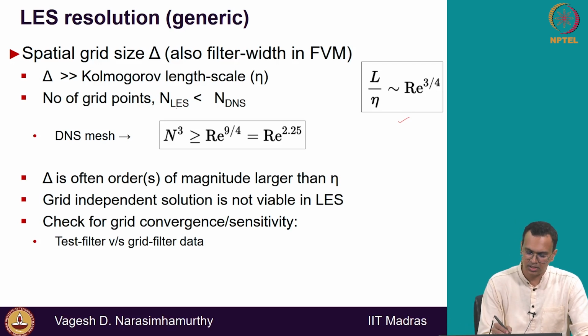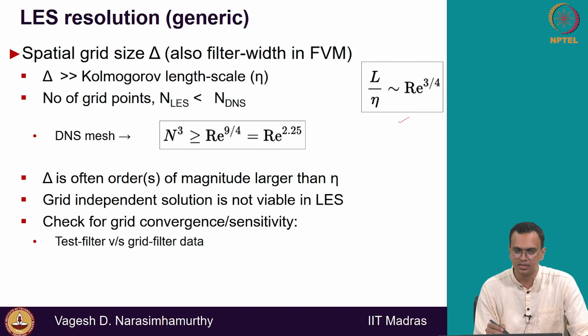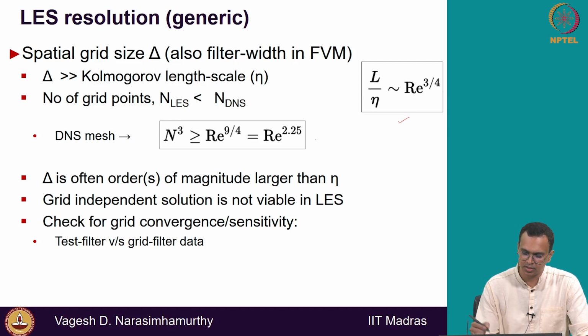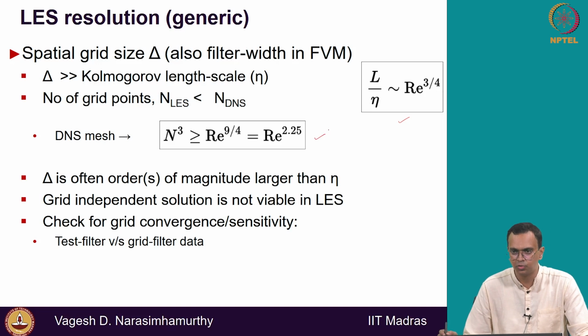So number of grid points in an LES, that is N_LES, N cube, should be much smaller than N_DNS of course, and DNS mesh we already know, Re raised to 2.25, right? Very expensive. So your N cube should be much smaller in LES, and delta is often orders of magnitude larger than eta, that I told you. It's good to have that. And you should remember grid independent solution is not viable in LES, okay? You cannot get grid independent solution unlike RANS, okay, or DNS.